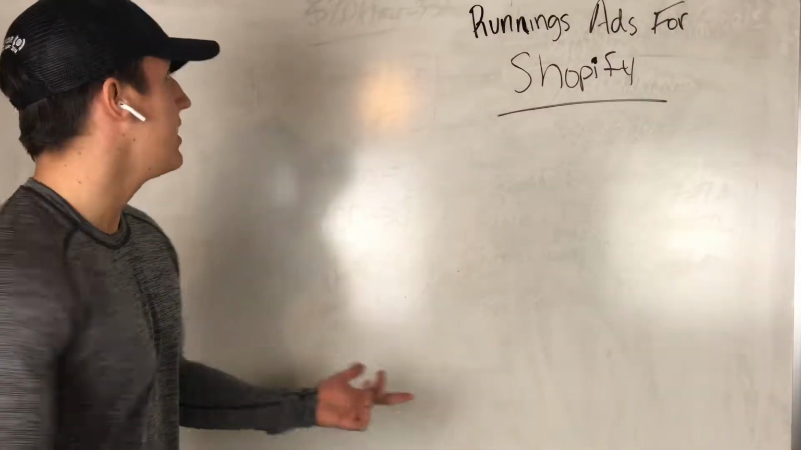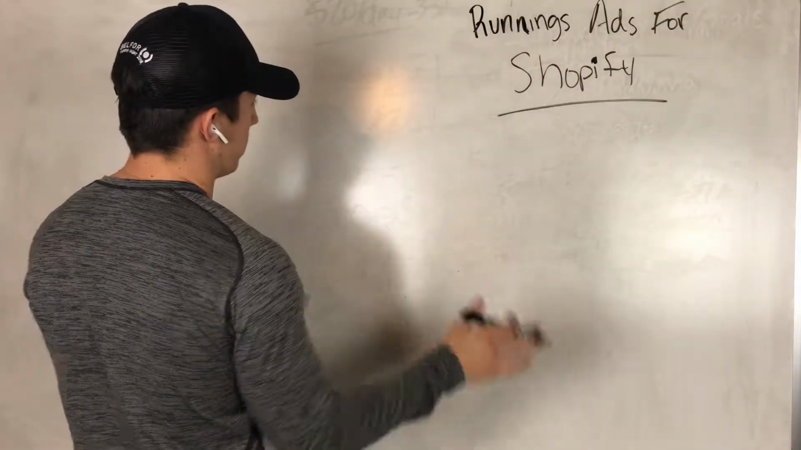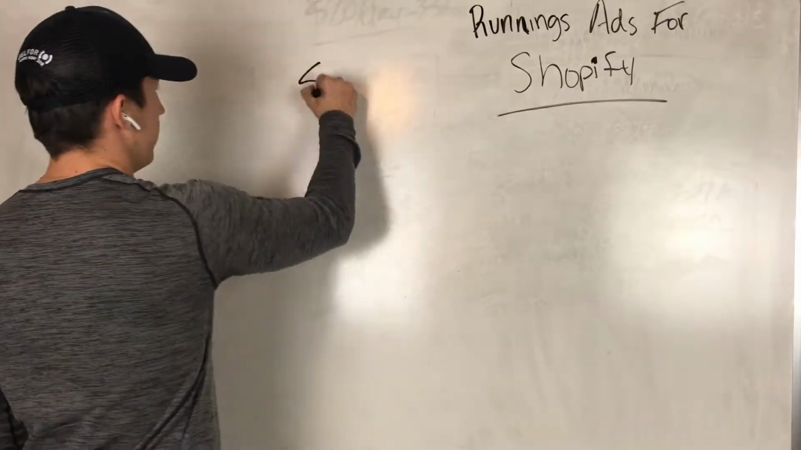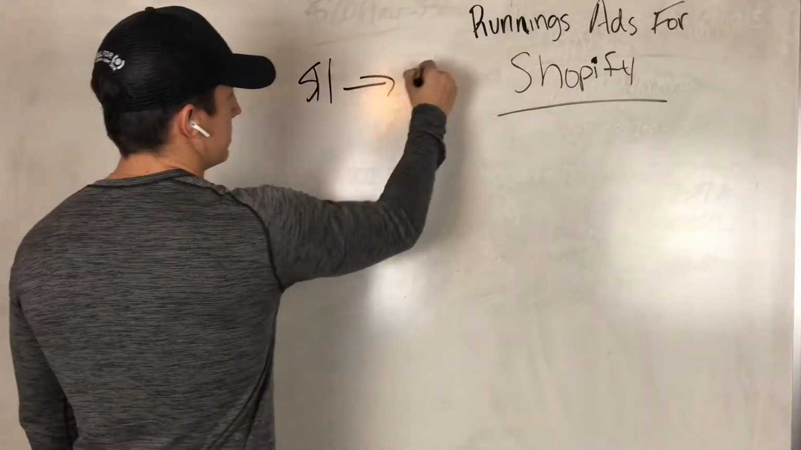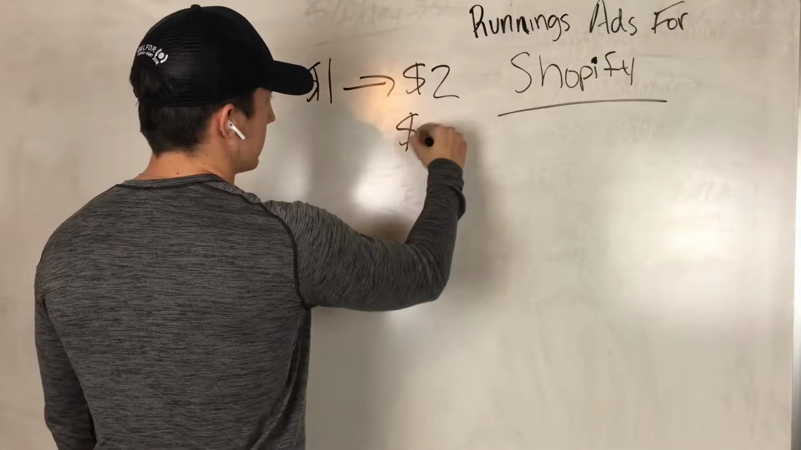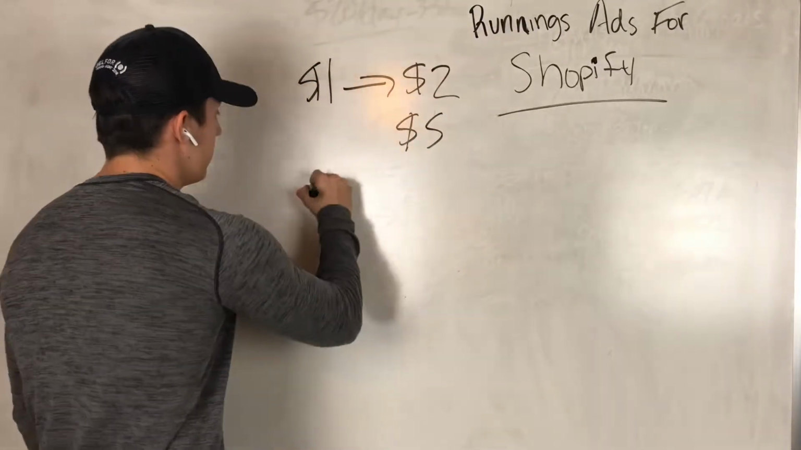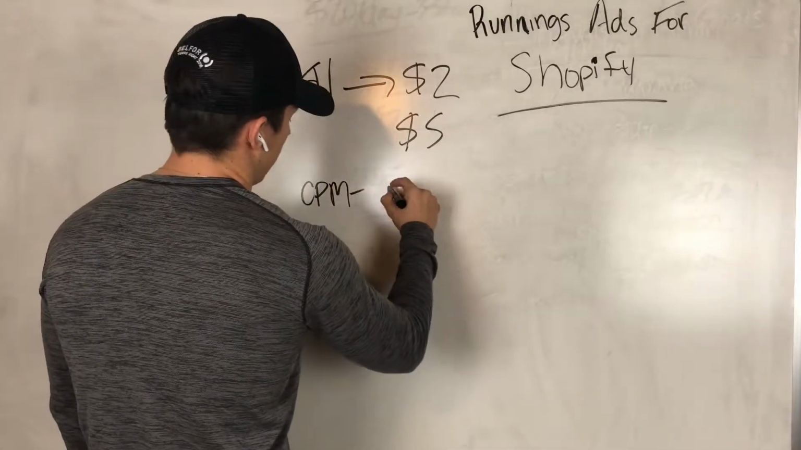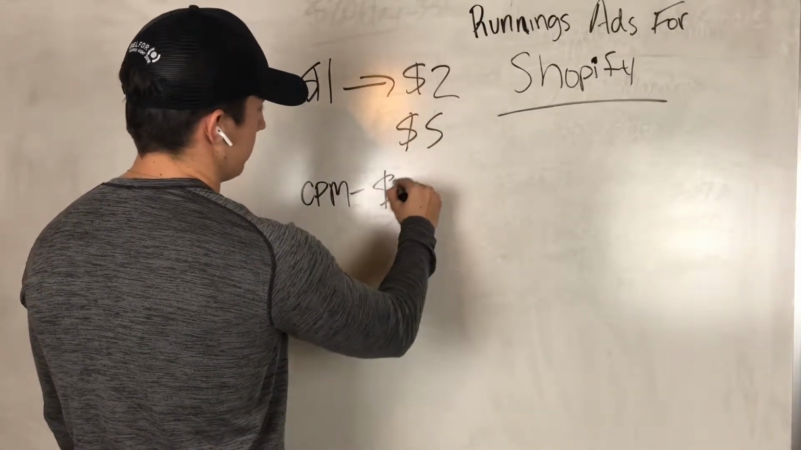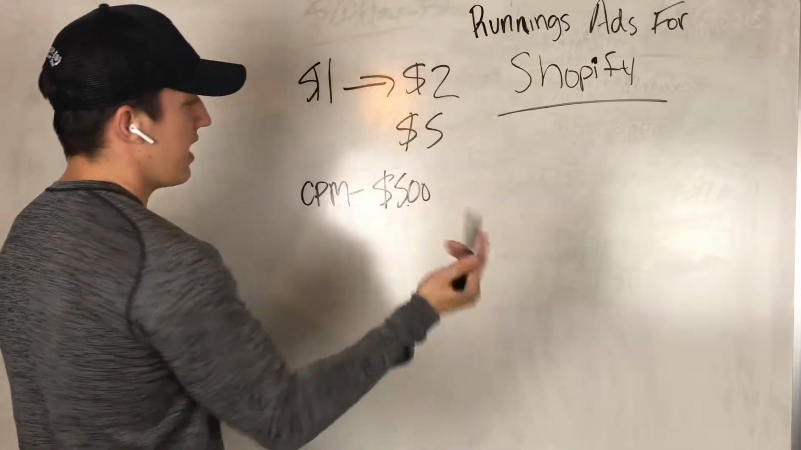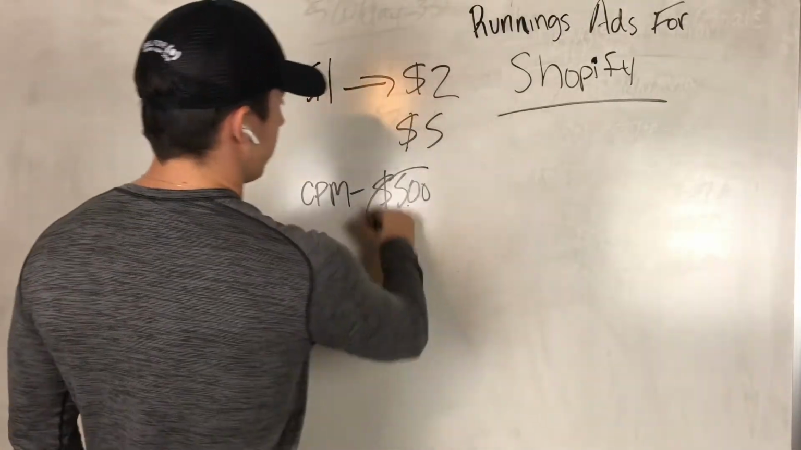But then from there, once you know that something's hitting, then you can scale it. So then the goal is instead of only making $1 profit, how can we make $2 profit? How can we make $5 profit? How can we spend $1 in ads? And then this is going to come into, so CPM is cost per 1,000 impressions. So let's say you get a $5 CPM. For every 1,000 people that see the ad, it's going to cost you $5.